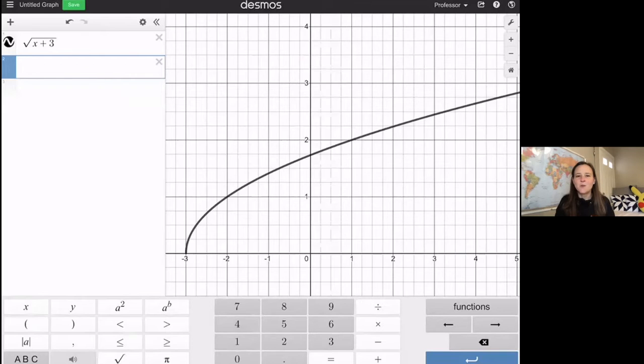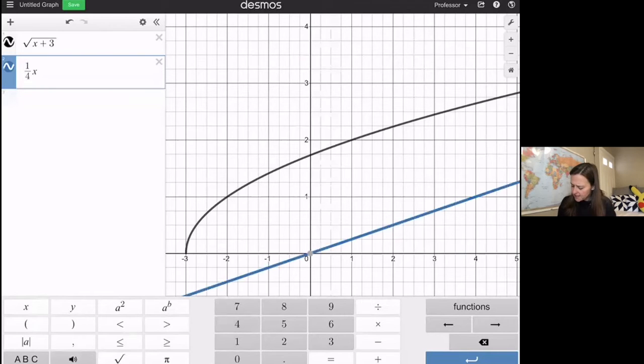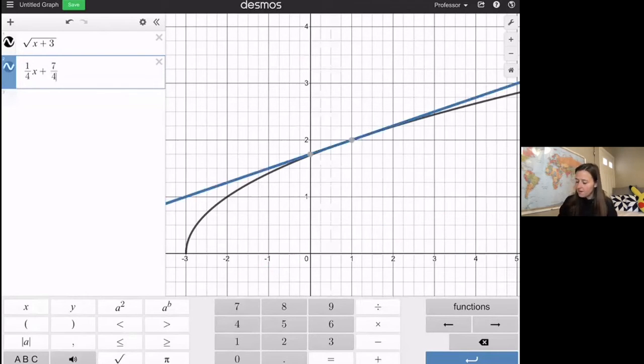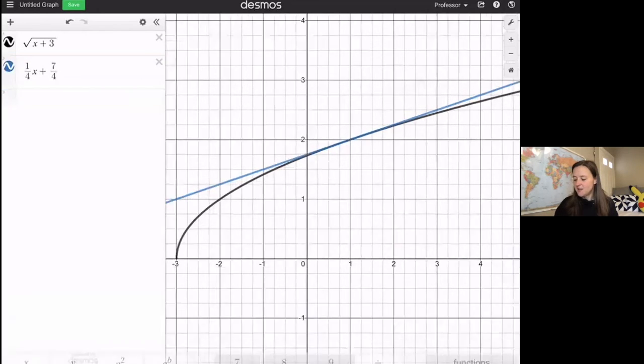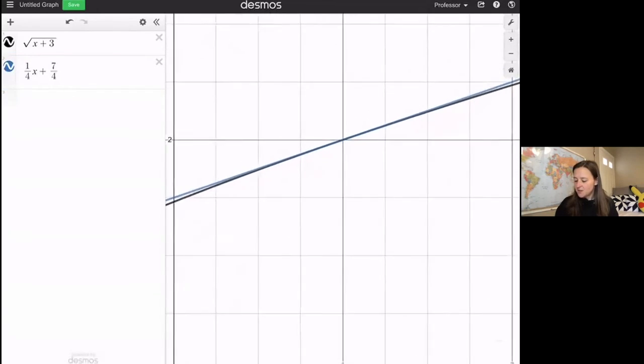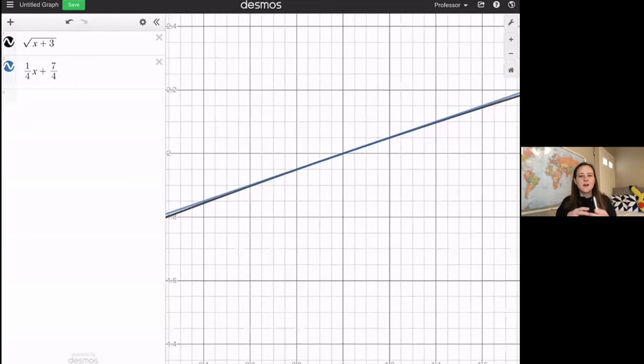Let's graph the equation that we found for the tangent line at x equals 1. We had a slope of 1/4, so 1/4 x, and then after we worked that all out, plus 7 over 4. That looks perfect right there at (1, 2). It looks like the tangent line. And again, the point of our tangent line is that we can zoom in on this function and we cannot even tell the difference, right there at x equals 1, between our tangent line and our original function.